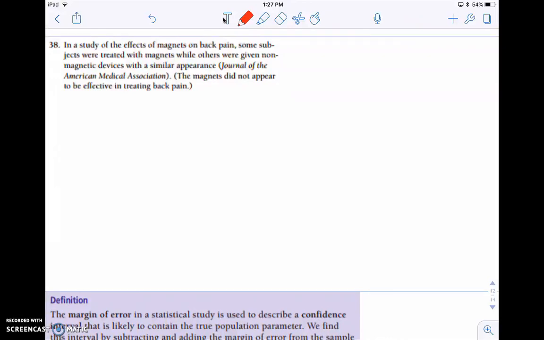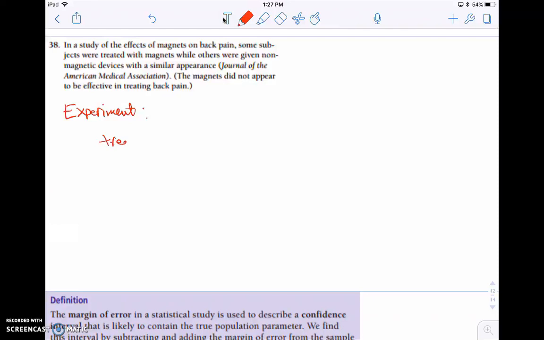In a study of the effects of magnets on back pain, some subjects were treated with magnets while others were given non-magnetic devices with a similar appearance. And just as a note, the magnets did not appear to be effective in the treatment of back pain. Those are some of the end results, and you can see the Journal of the American Medical Association where it was published. Okay, this one is definitely an experiment because we've got a control group and a treatment group, those who had the actual magnet and those who had something that looked like the magnet.